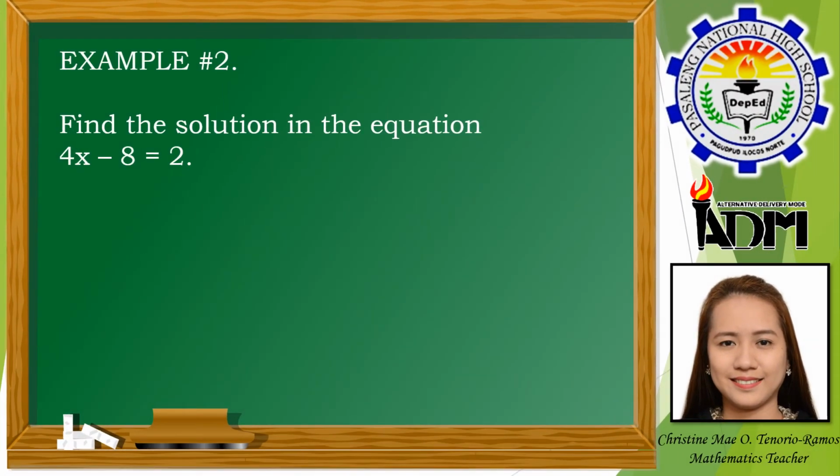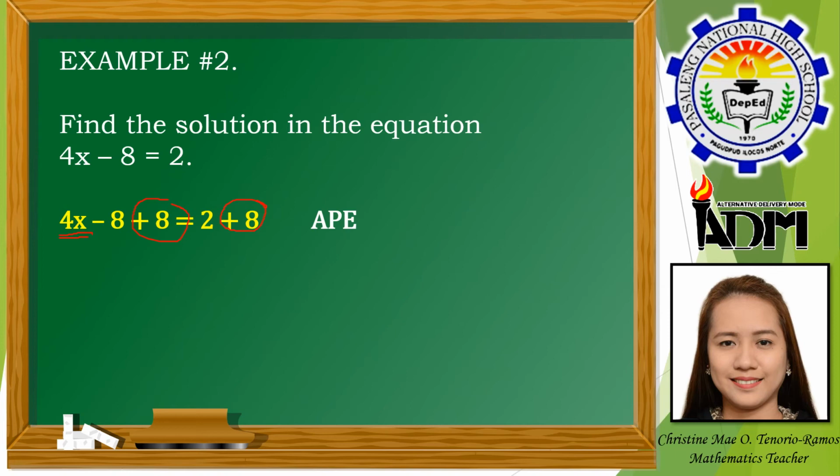Okay, example number 2. Find the solution in the equation for x minus 8 equals 2. So, for x minus 8, by addition property of equality, nag-add tayo ng positive 8 sa magkabilang sides. So, bakit 8 ang in-add? Bakit hindi 5? Bakit hindi 6? Bakit hindi 7? Dito kasi, kailangan ang matira lamang ay yung may variable dito.